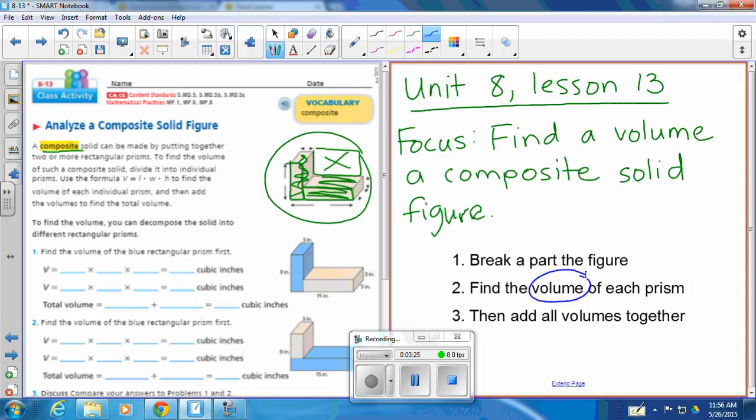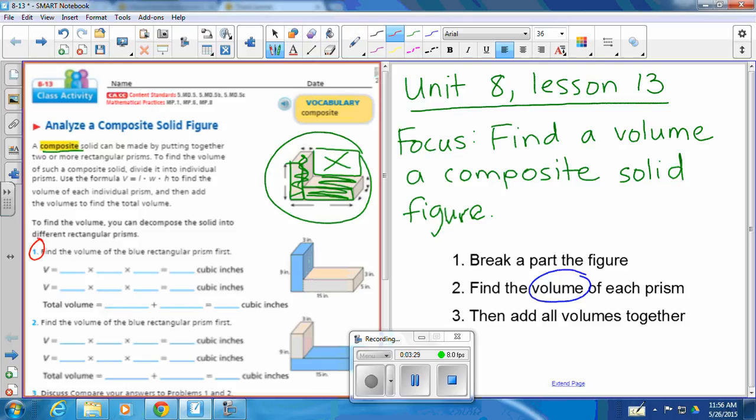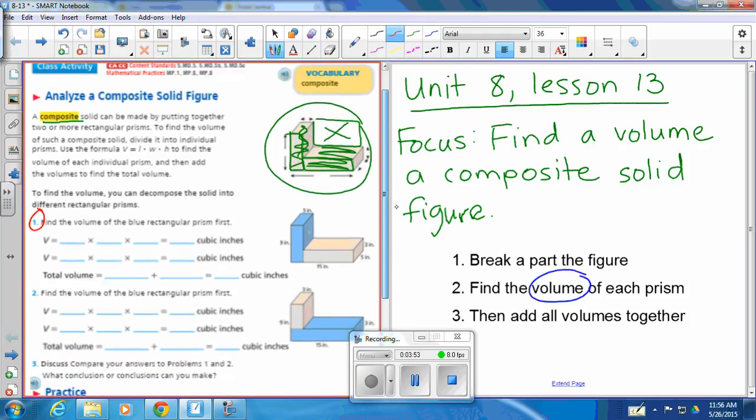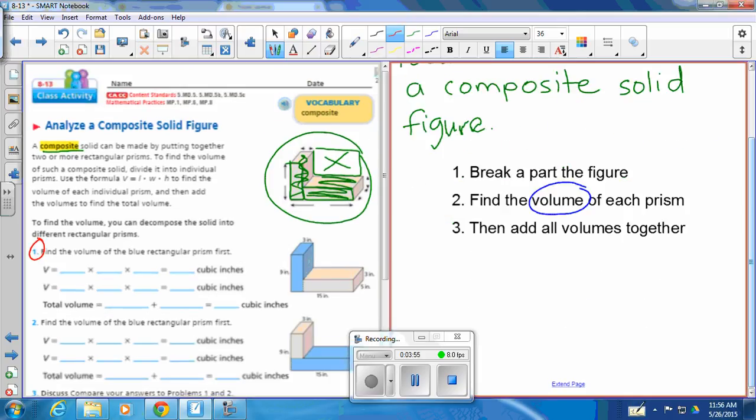Okay, so let's look at number 1 over here in our activity book. We want to find one of the prisms first. Now we could separate this into 2 different prisms, different ways. So keep in mind that when you're separating the 2 prisms, it could be done a couple different ways. Okay, but we're going to take the blue one first. So we need to find the length, the width, and the height. Hopefully this will work over here.